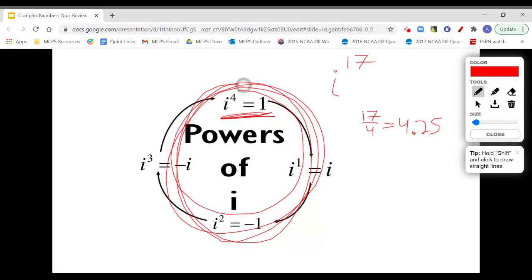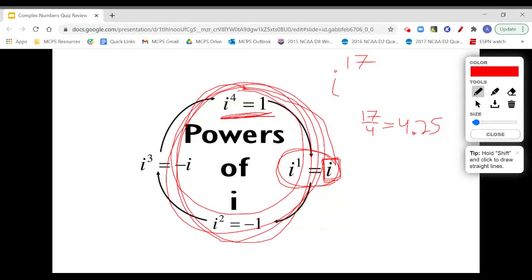Right now, at the end of 4 full cycles, I'm here. But because there's 0.25 left, that's a quarter. I have to go a quarter more around the circle. And that is telling me that i to the 17 is equivalent to i to the 1st, which comes out with an answer of i. Okay.